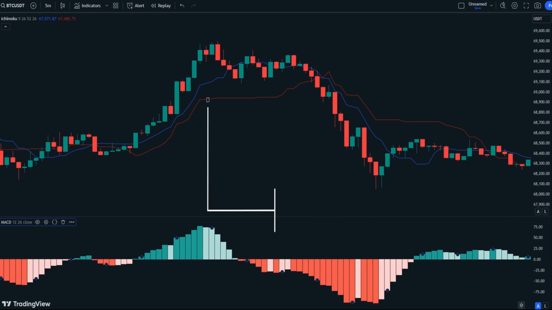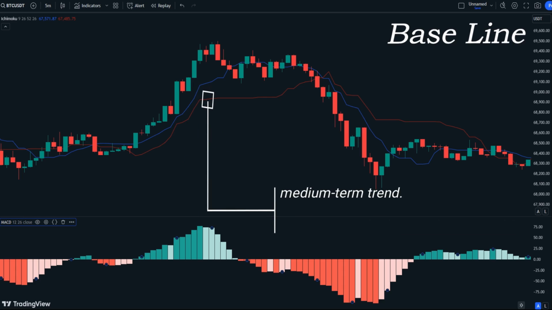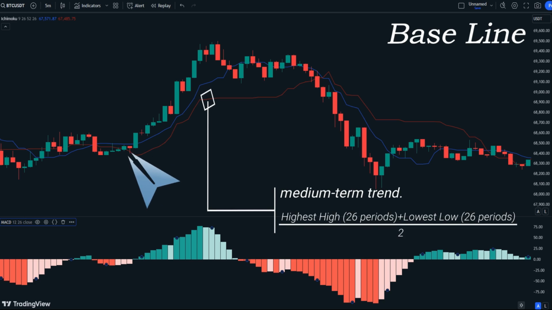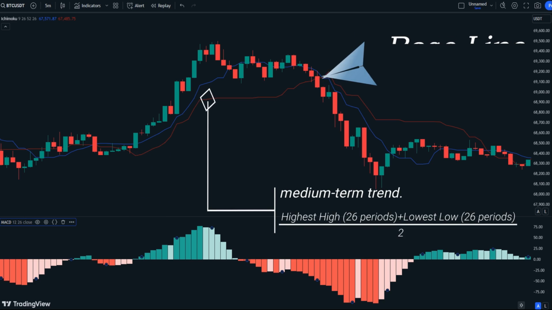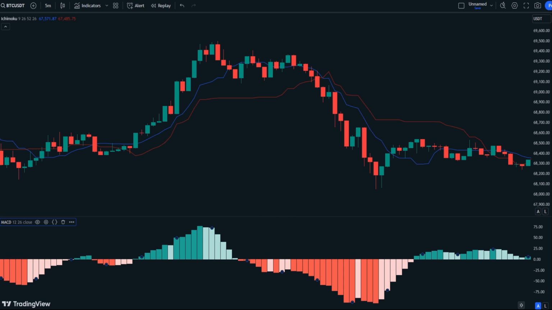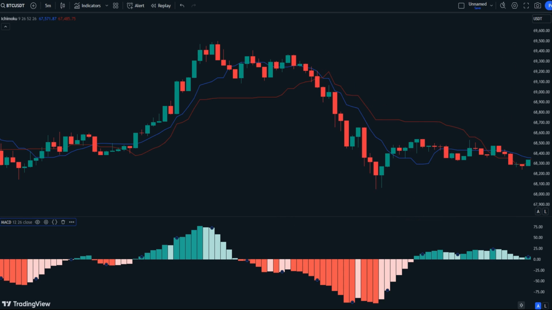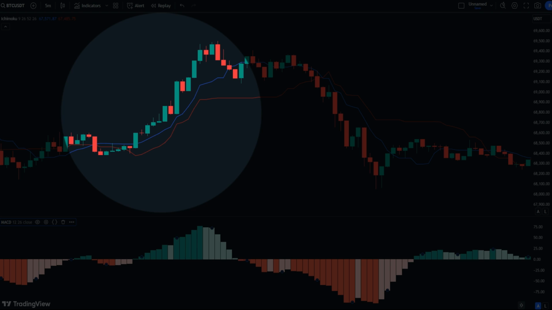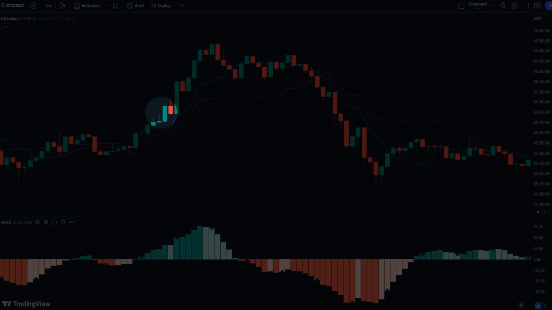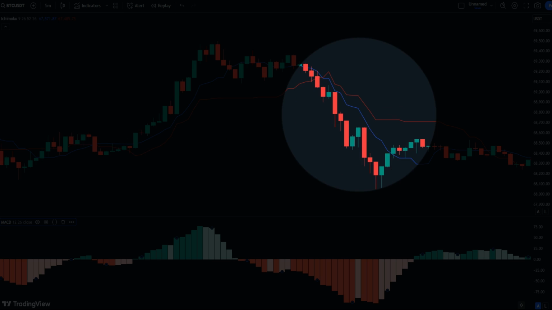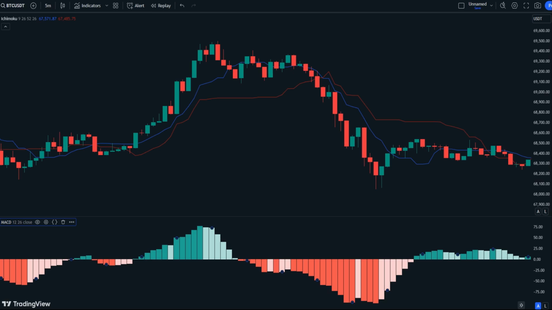The baseline indicates the medium-term trend. It is calculated as the average of the highest high and the lowest low over the past 26 periods. If the price is above the baseline, it signals an uptrend. If the price is below, it signals a downtrend. But what is the relationship between these two lines, and how can a trading signal be derived from them? When the conversion line crosses above the baseline, it is considered a bullish signal. When it crosses below the baseline, it is considered a bearish signal.